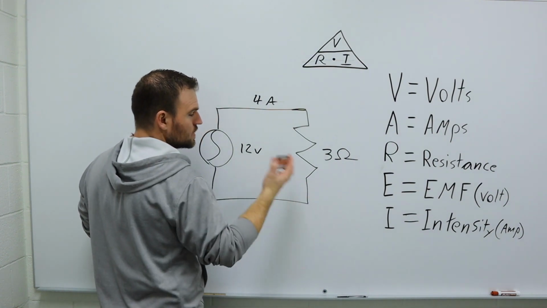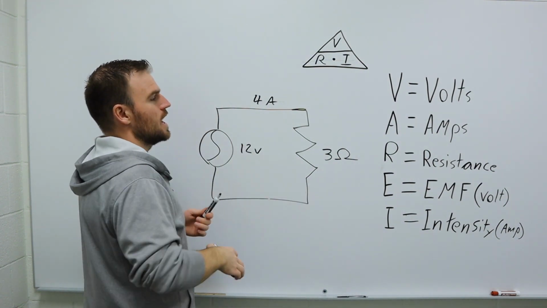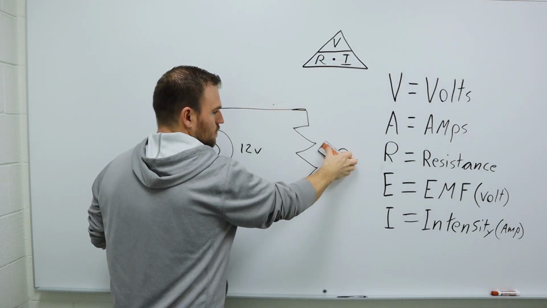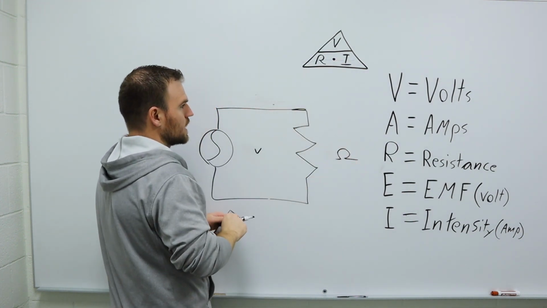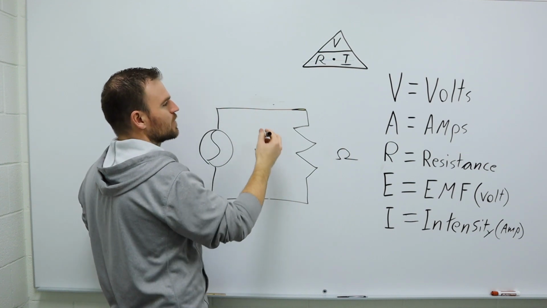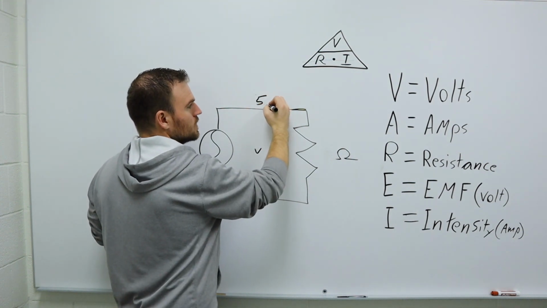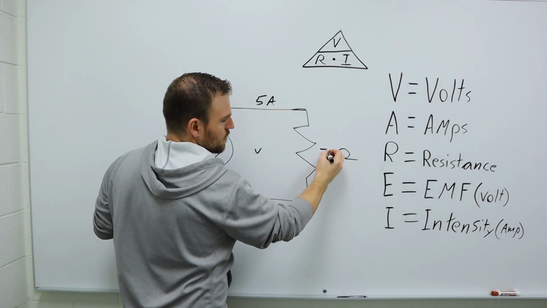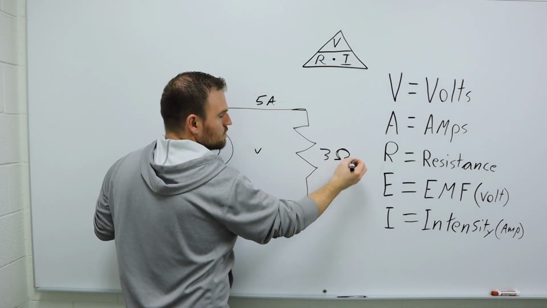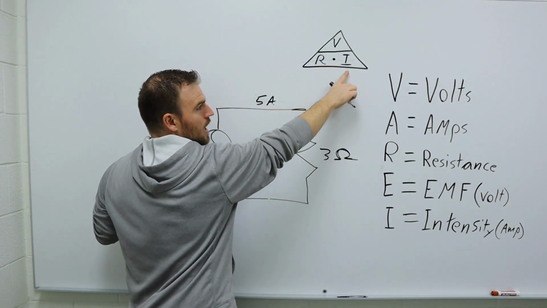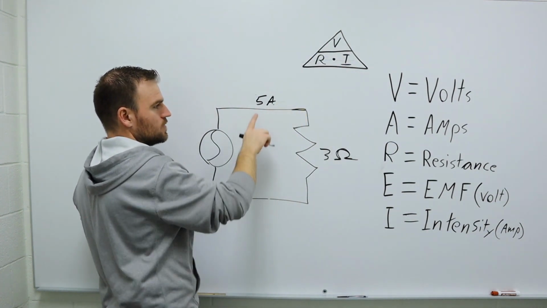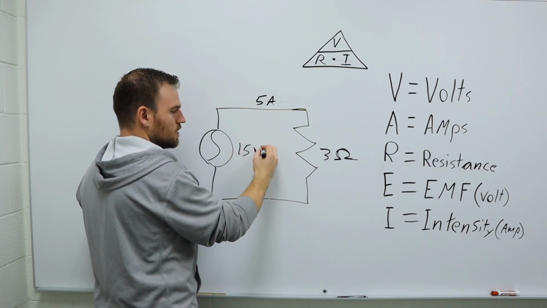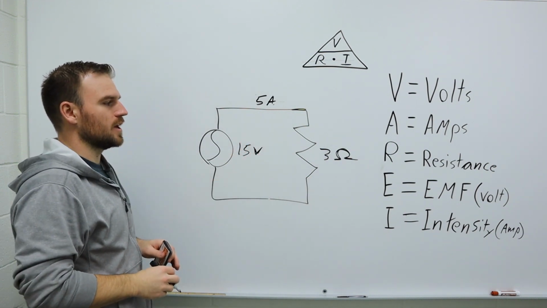So again, this will work in multiple directions. If I don't have the V and I wanted to find that, I'll get rid of some of these numbers. I could say I had 5 amps here, and let's say 3 ohms of resistance. I could multiply R times I to figure out how many volts I have. So 5 times 3 will equal 15 volts. So I would have 15 volts in that circuit.